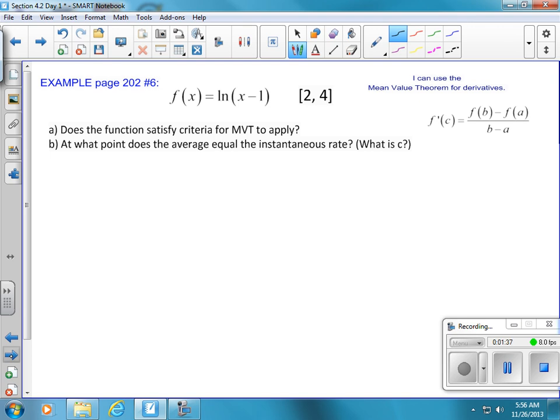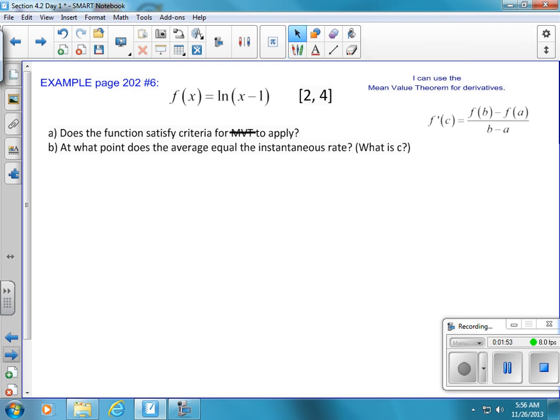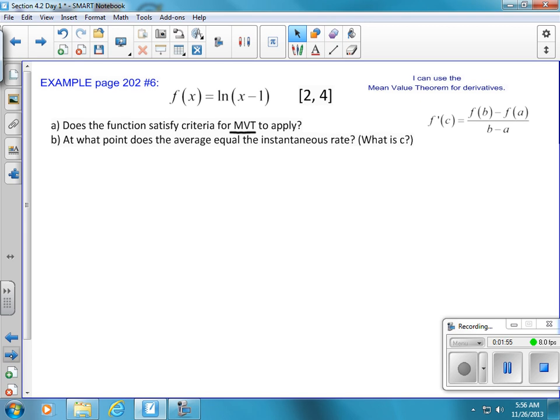All right, so let's do a couple of examples. All of these examples today are from your assignment. And there's a bunch of them. So anyway, this is number 6, page 202. Does this function satisfy the criteria for the mean value theorem, which I'm abbreviating MVT, for the MVT to apply? All right, so that means we ask ourselves, does it have a closed interval? Check. Is it continuous? Yes, natural log is continuous. Is natural log differentiable? Yes. Therefore, the answer is yes.